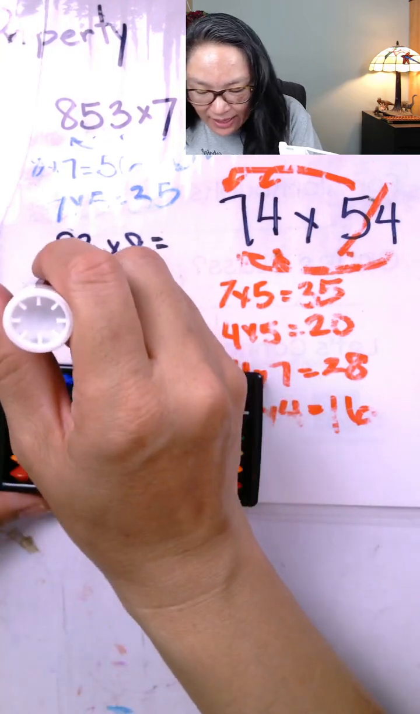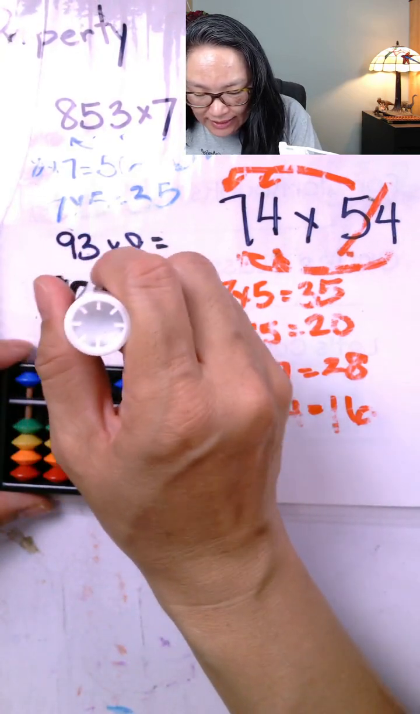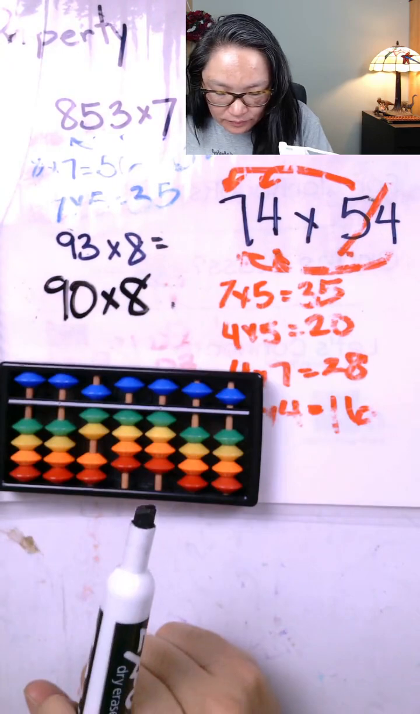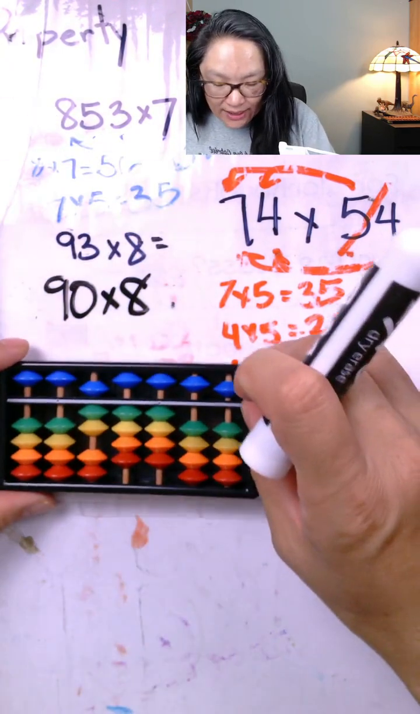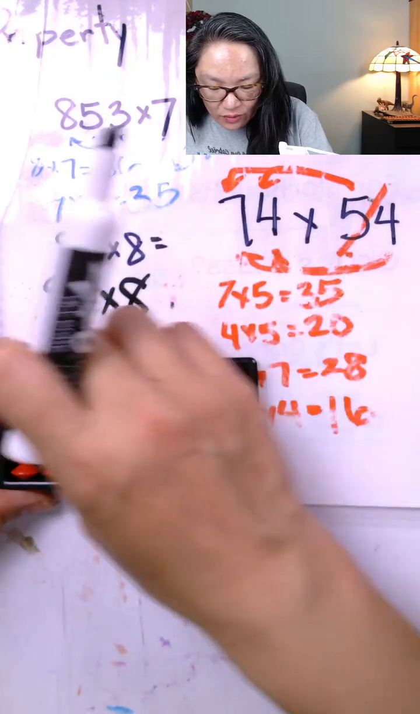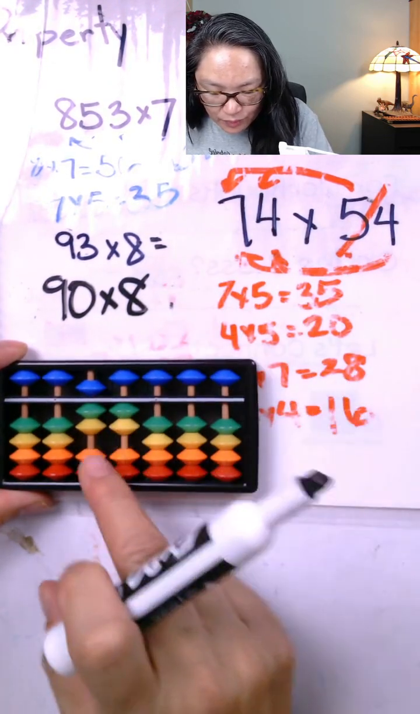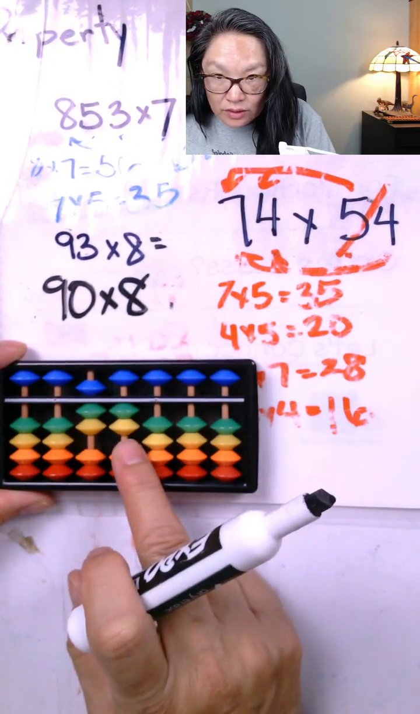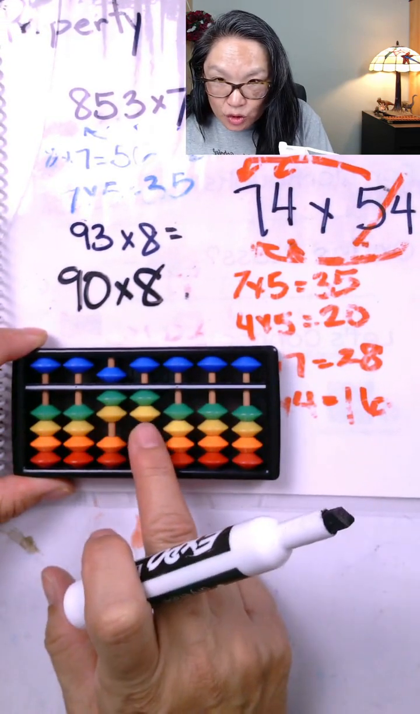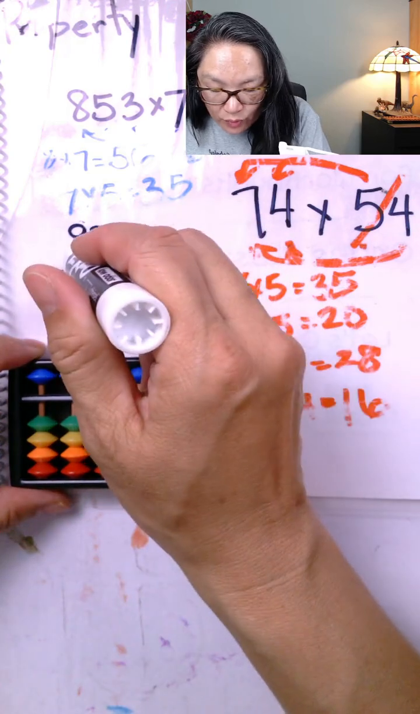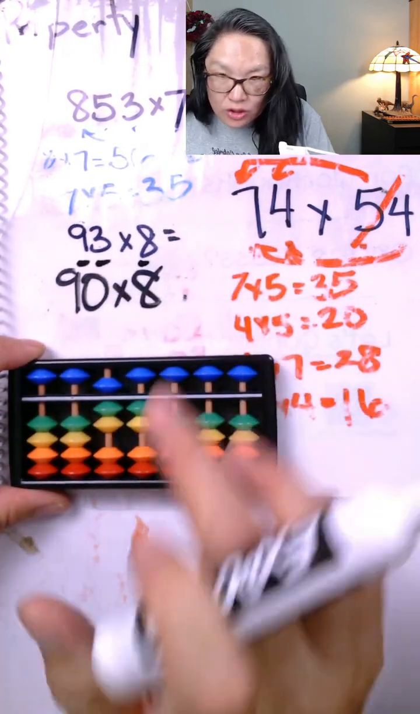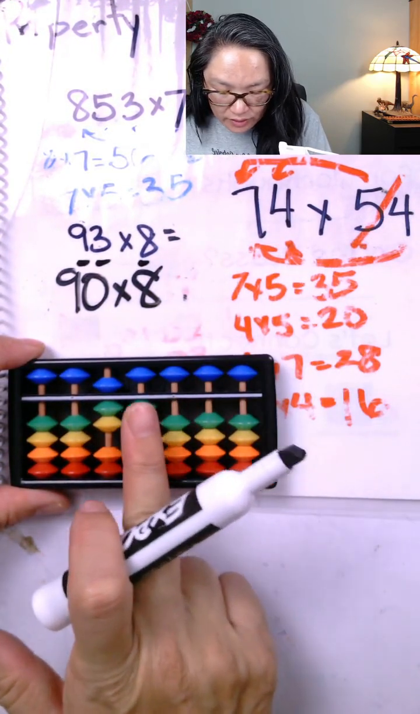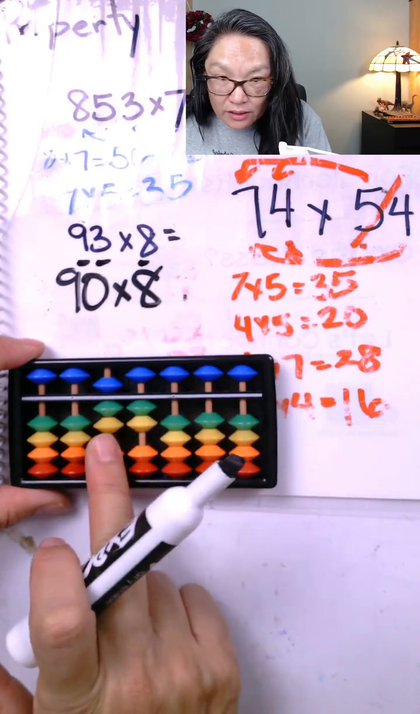In mainstream math, we write it out: 80 times this, 90 times 8. But in abacus, we don't need to write it out. We just need to put in 72. Notice it's 720, but what we did is we counted our digits, so we know that we're going to be here. 1, 2, 3.